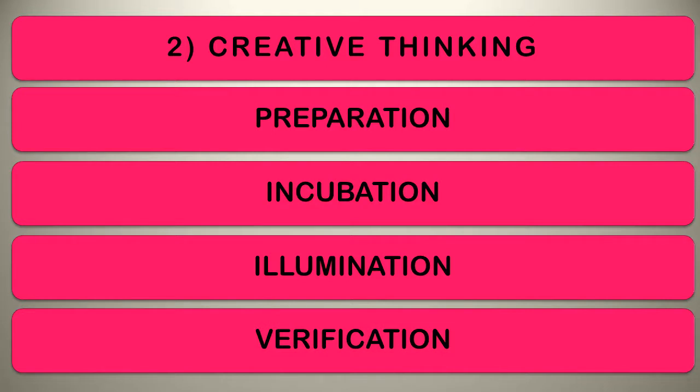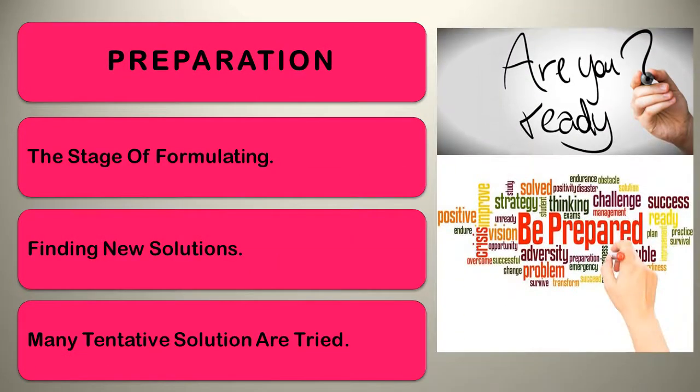Researchers, poets, designers, filmmakers always keep thinking in a creative way. The four stages of creative thinking are preparation, incubation, illumination, verification. Let's study each of these stages in detail. Coming to the first sequential stage of creative thinking, that is preparation.